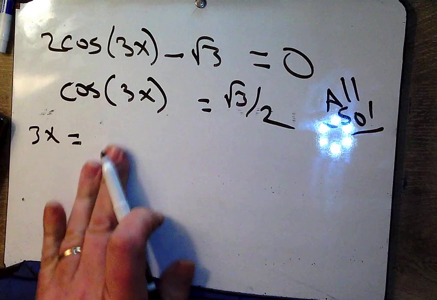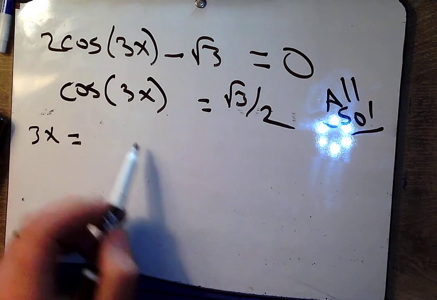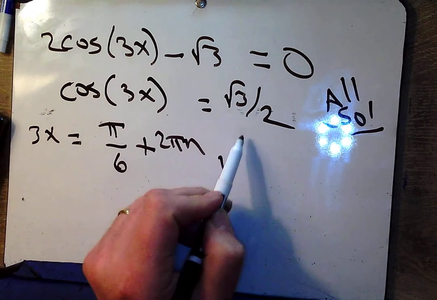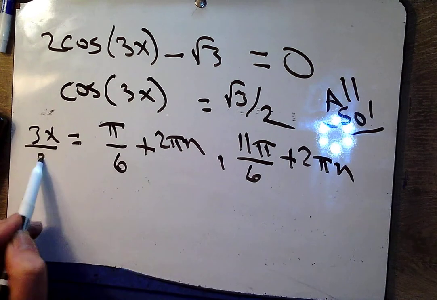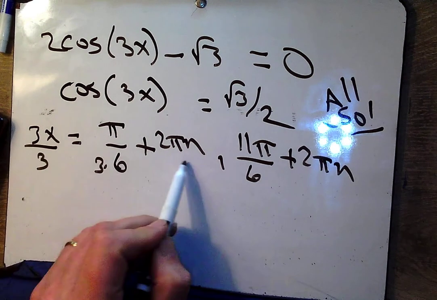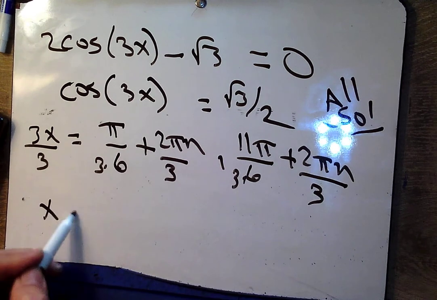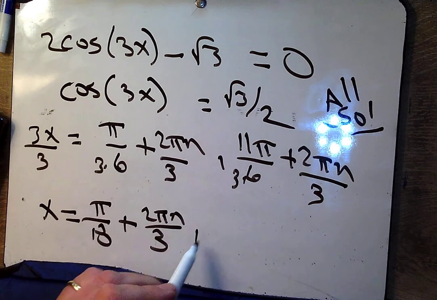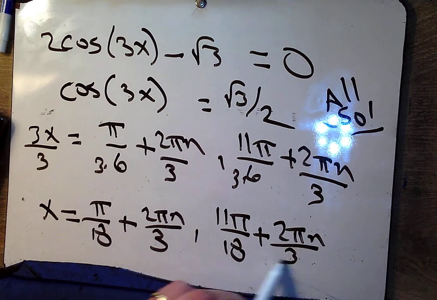What would all solutions be? That's right. I'm only going to go around once. So I got pi over 6 plus 2 pi n, and 11 pi over 6 plus 2 pi n. Now if I divide everywhere by 3, not just here, but here as well, I end up with x equals pi over 18 plus 2 pi n over 3, and 11 pi over 18 plus 2 pi n over 3. Okie dokie. Okay.